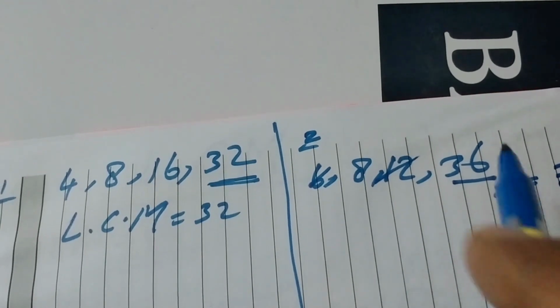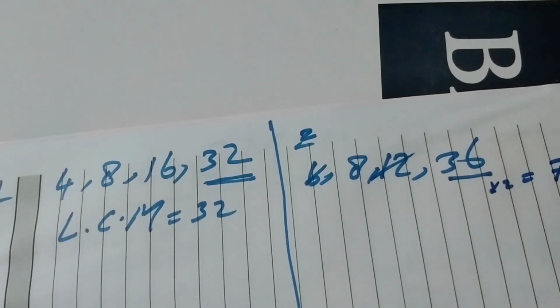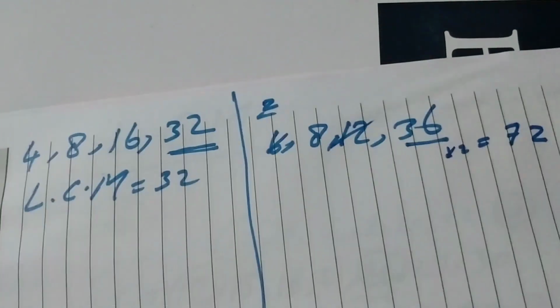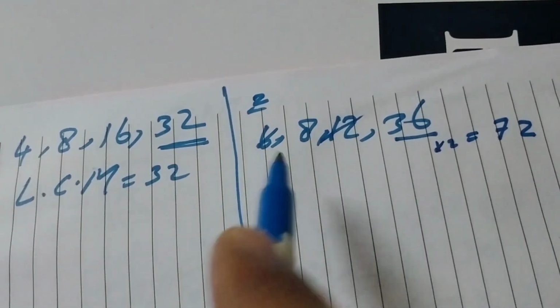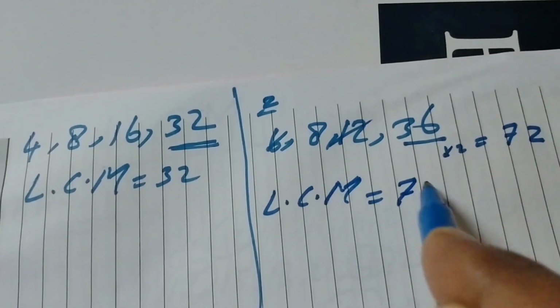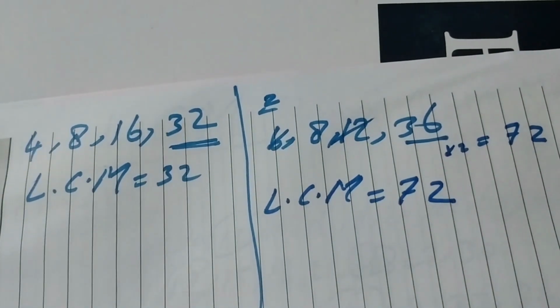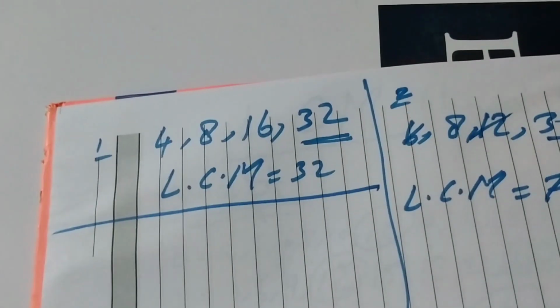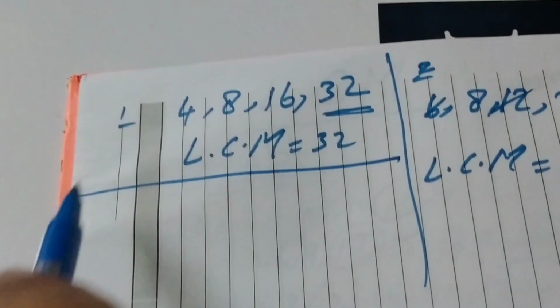72. Is 72 divisible by 8 or not? Yes, 72 is divisible by 8. So the LCM is 72. This is our second technique. Clear, my dear? Now, my dear, I am going to teach you the third technique.